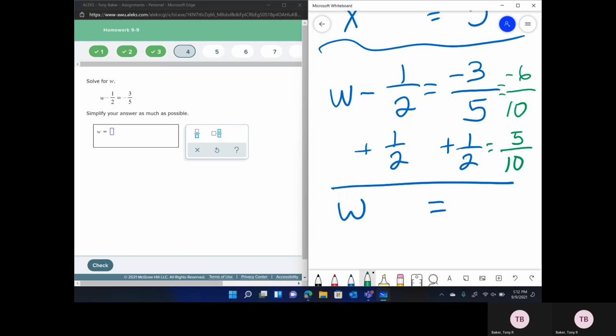So -6 plus 5 is going to be -1. They're different signs, so I subtract. 6 minus 5 is 1. The 6 is bigger, so it's negative. So -1 over 10.